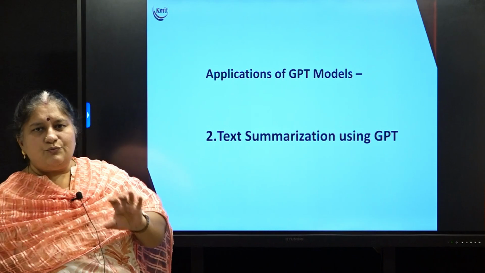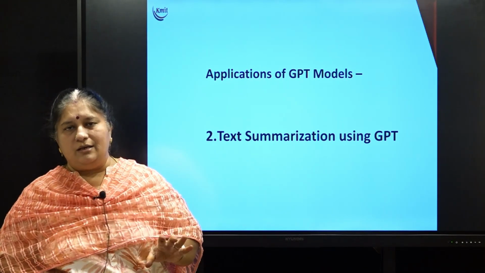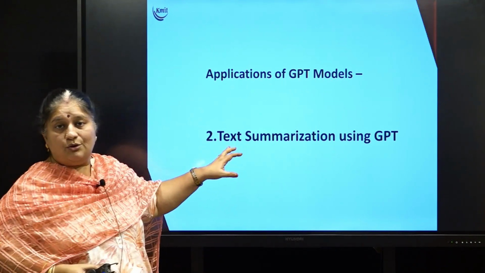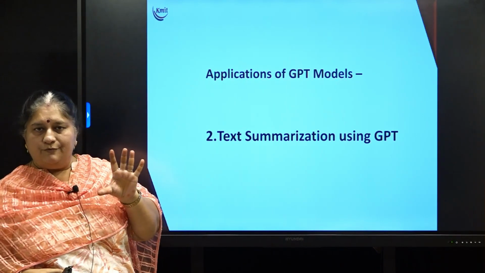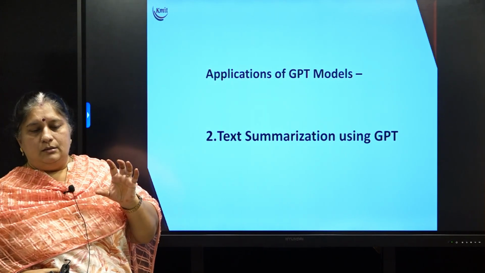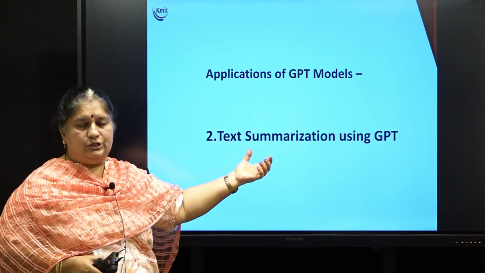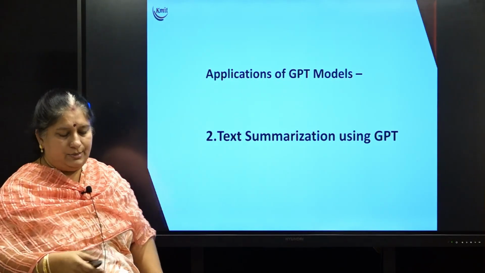These numbers are just for an example. It is not exactly that 100 lines of text is converted into 25 lines, right? So, we are trying to have a gist of a huge text information in a smaller textual information. That process of generating a gist of a huge article, we call it text summarization, and we are going to see how GPT is going to generate that summary.